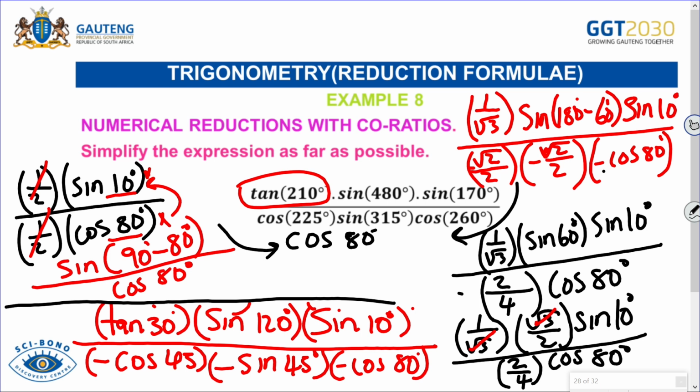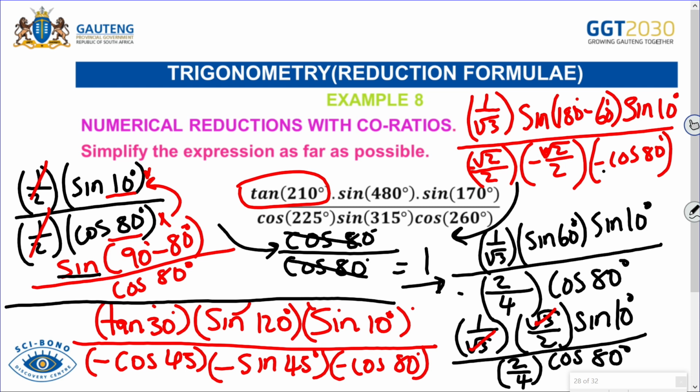Why are we making it to be cos all of a sudden while it was sine? Because we said 90 minus an angle. As soon as you see 90 minus an angle, then it means you've got a co-ratio or a co-function, and a co-function always changes the trig ratio. So if your trig ratio is sine, it needs to change to be cos. Then this is still all over your cos 80 degrees. And your cos 80 degrees and your cos 80 degrees, it's going to give you an answer of 1.